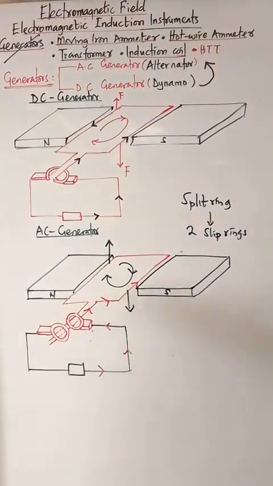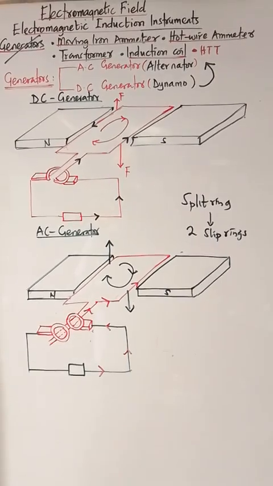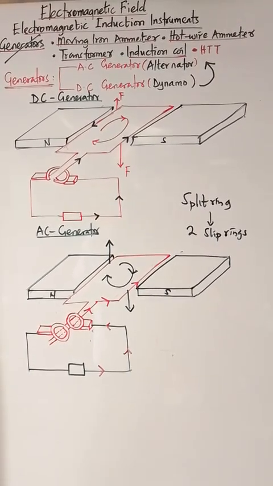Now let's move to moving iron ammeter. Please just take note of this. Listen and write. So unlike the moving coil galvanometer that we've done, the moving iron ammeter measures both DC and AC. Note, the moving coil galvanometer can only measure DC, while the moving iron ammeter can measure both DC and AC.